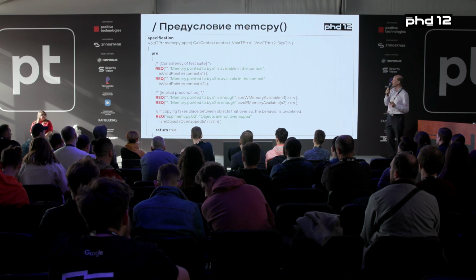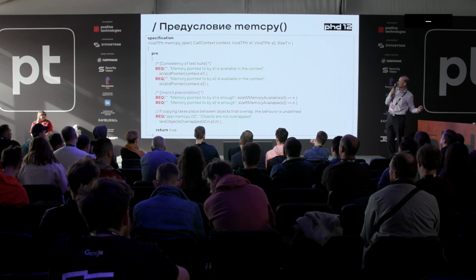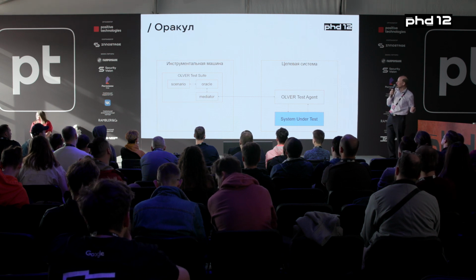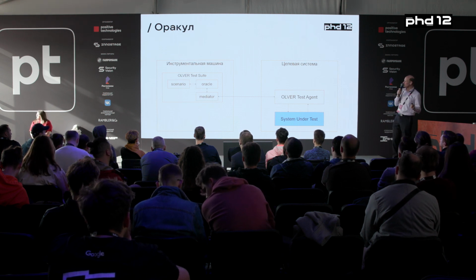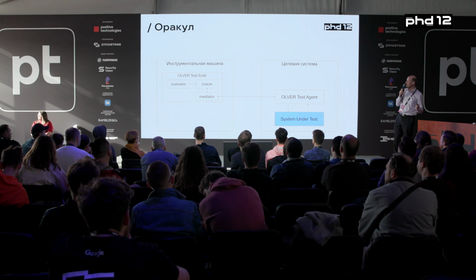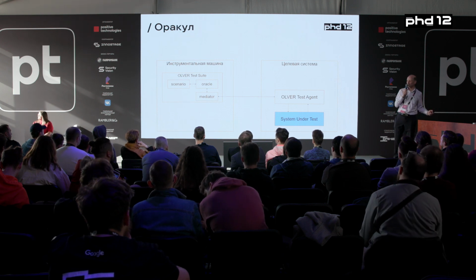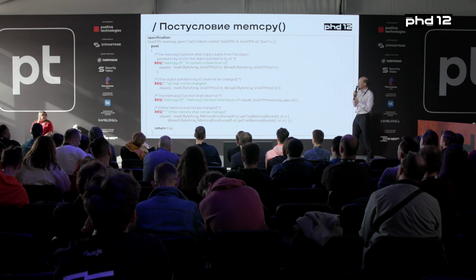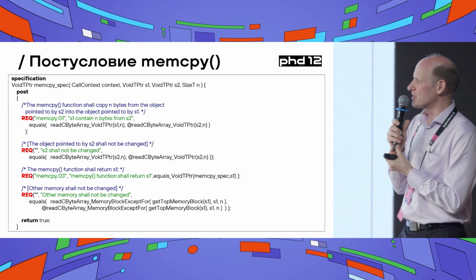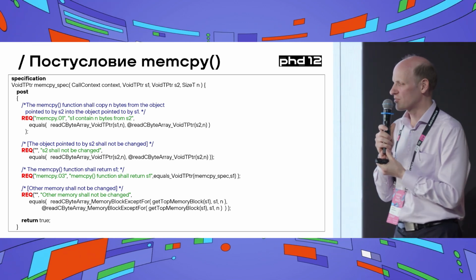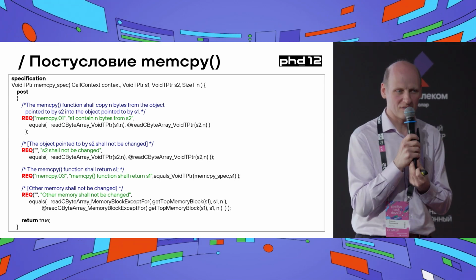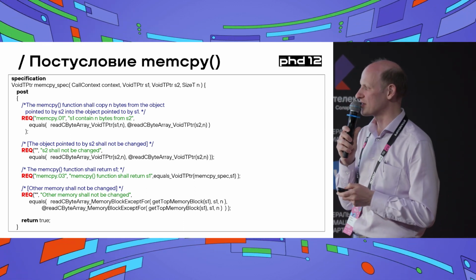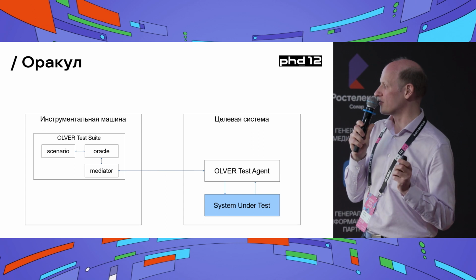Let me show you the postconditions. Yes, this postcondition is missing. But as you can realize, in the postcondition, we describe what we expect in the end. The memory is going to change as a result of the copy. It is not going to be changed in any other places, and the returned result will match the specification.